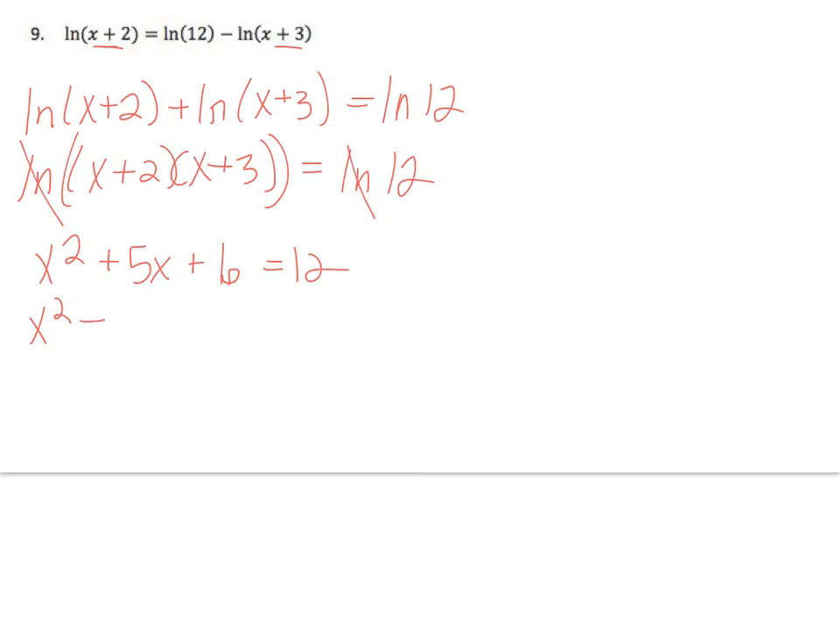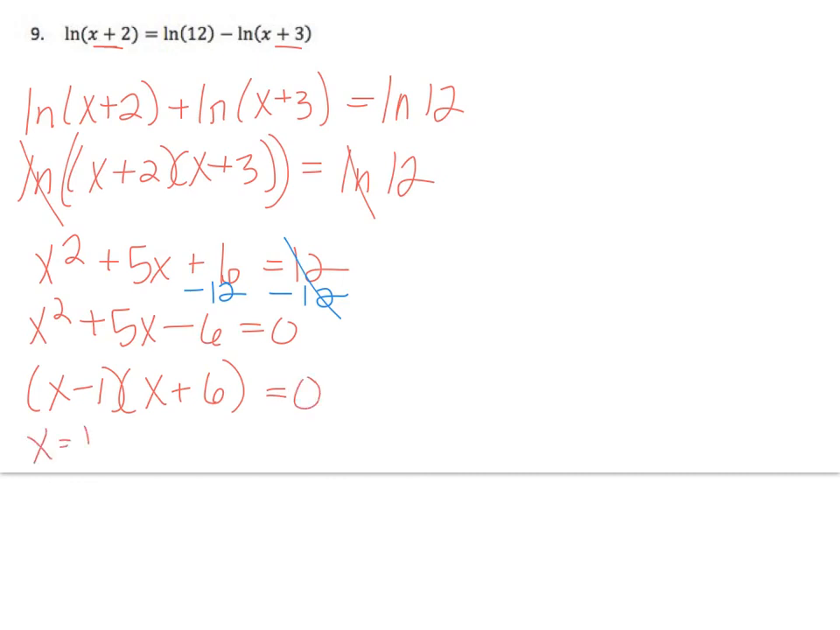Subtract 12 from both sides. Minus 6 equals 0. I just did that. Oh, if you could read it. Now I can factor: x minus 1, x plus 6. So x equals 1 and x equals negative 6, and I have to check.